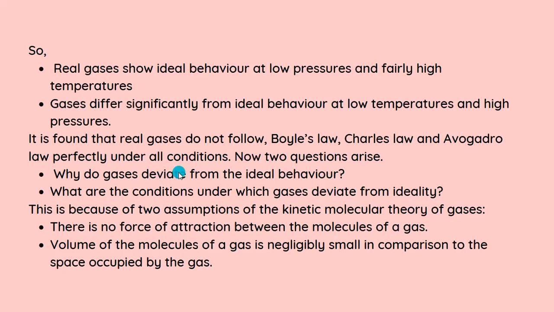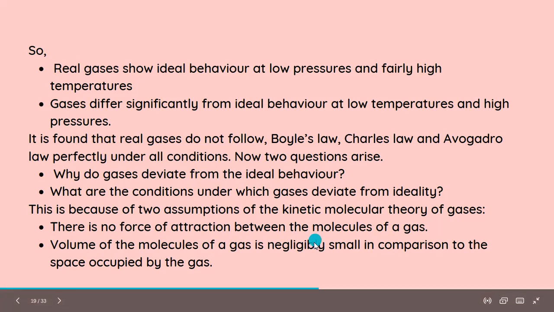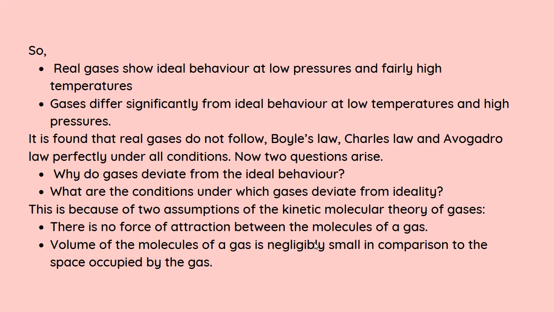Now, in conclusion, gases show ideal behavior at low pressures and fairly high temperatures, and at low temperatures and high pressures, they deviate from ideal behavior. There were two questions that came up: why do gases deviate from ideal behavior, and under what conditions are they deviating? First of all, two assumptions which were made were wrong. No force of attraction would mean that if a gas was compressed, it wouldn't have converted to a liquid state, if it did not have any forces of attraction between the molecules.